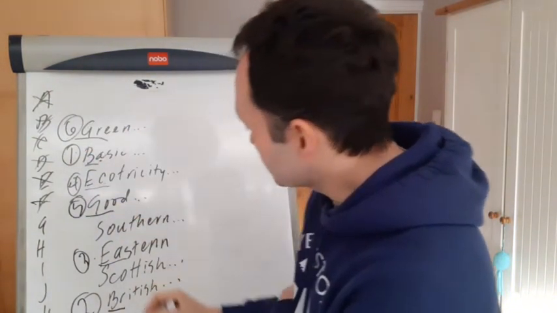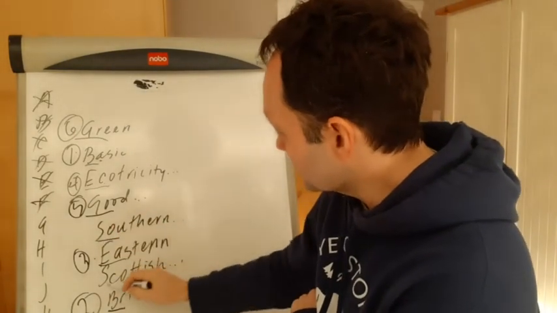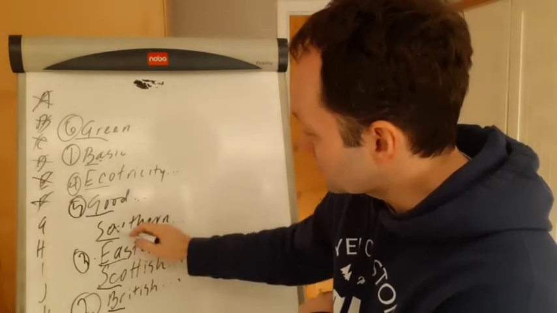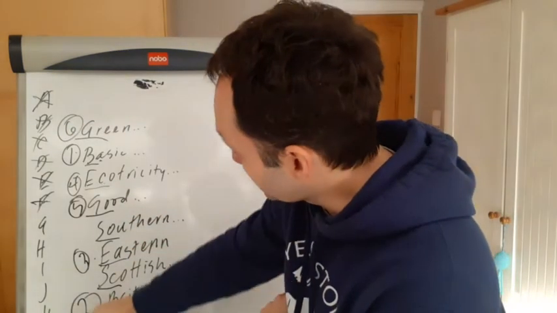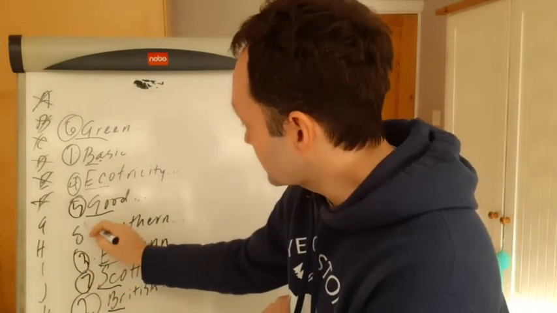And that means that the last two we have are Southern and Scottish. S-O and S-C. Which is first, C or O? Well, C comes before O, so that's going to be number 7, and Southern is going to be number 8.